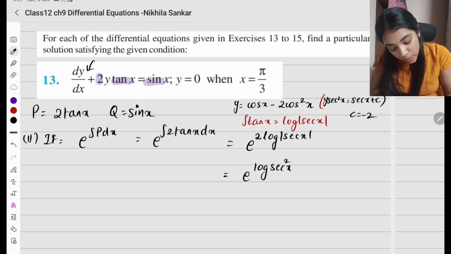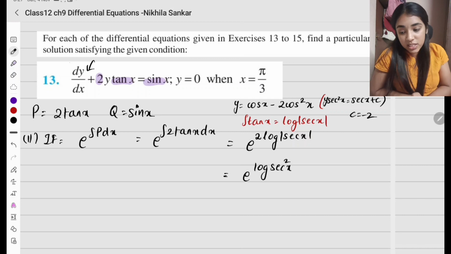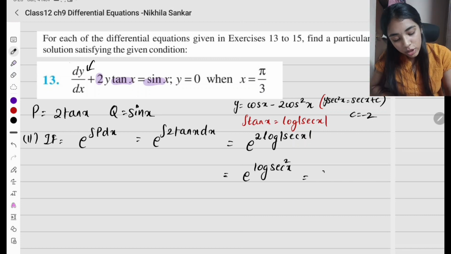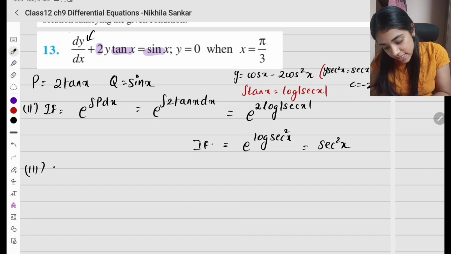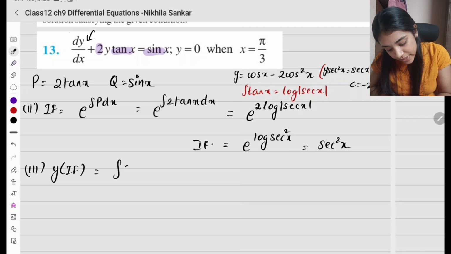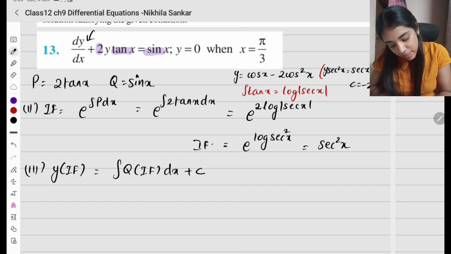Can I write it like this, secant square x? Secant x square is different, secant square x is different. You know that, right? e to the log of some function is going to be the function. So secant square x. So this is going to be my integration factor. Now what is the third step? y into integration factor equals integration q times integration factor times dx plus c.